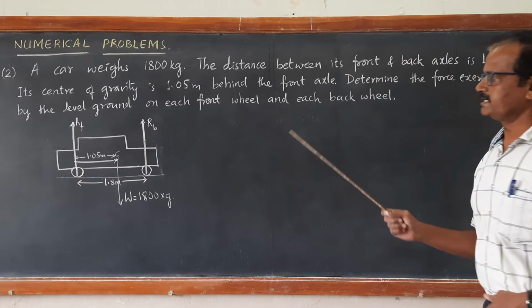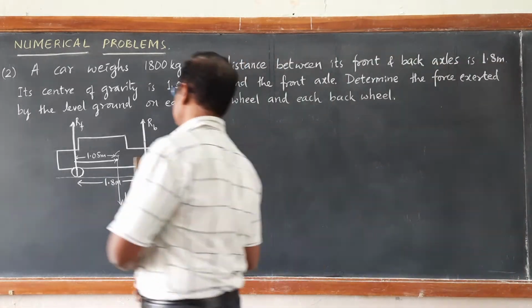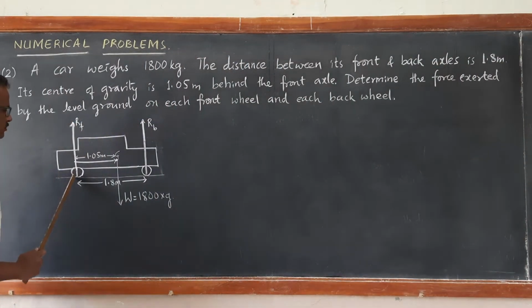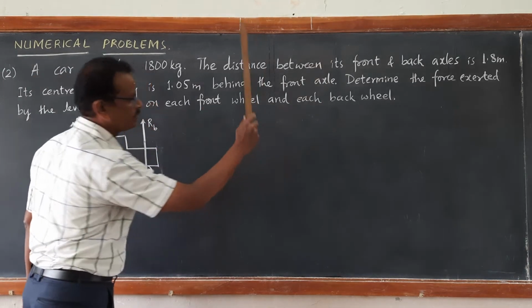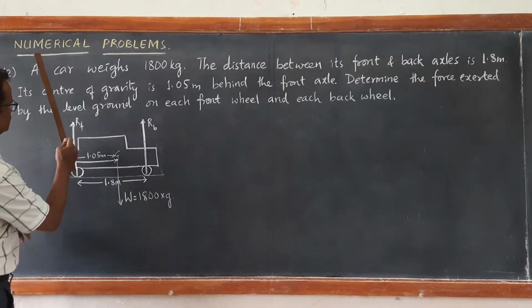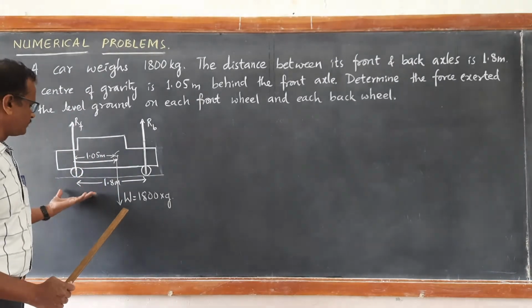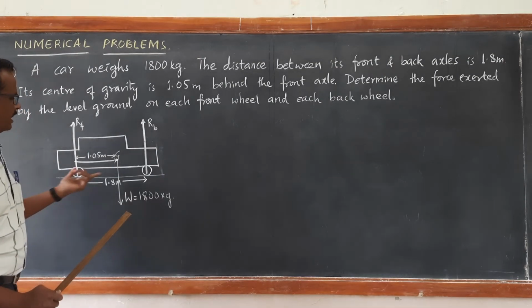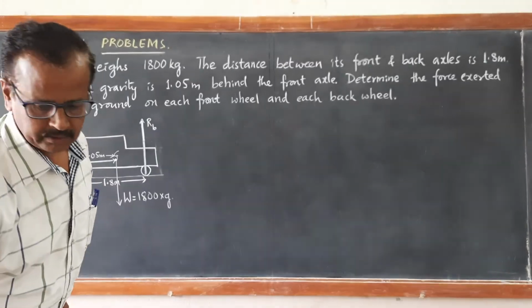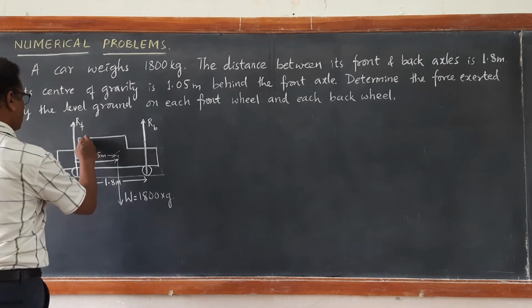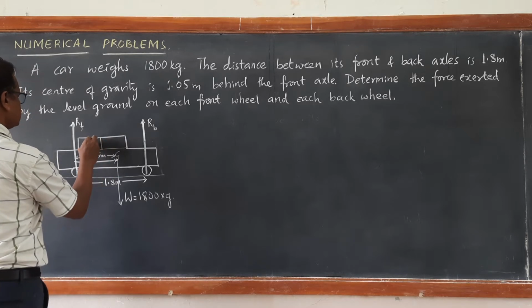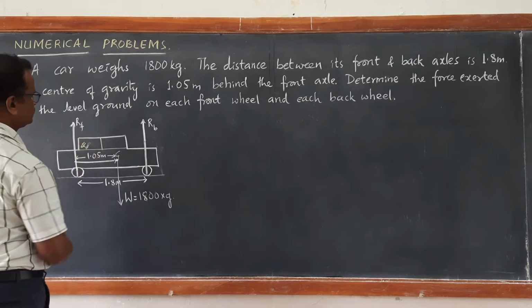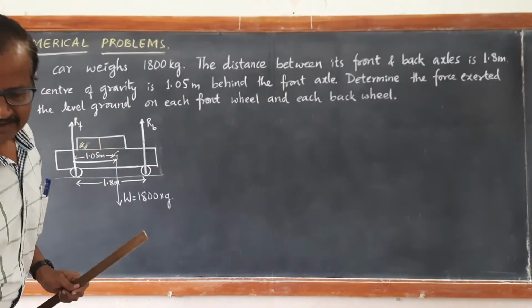Determine the force exerted by the level ground on each front wheel and on each back wheel. What is this reaction force exerted by the level ground on each front wheel and on each back wheel? So imagine that this is the car and this is the steering, right? Then you will get the idea. So this is the front wheel, right? Now you got the idea, right?